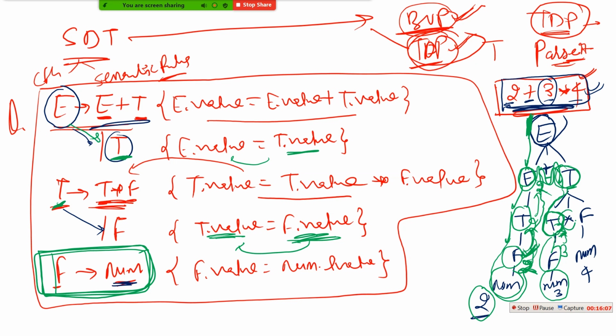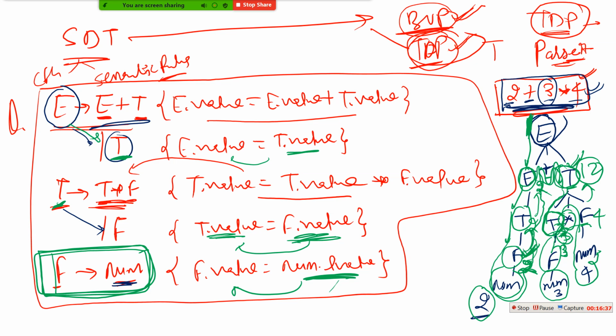Now I need to multiply this t with whom? With f. So I will parse here: this f will generate num value 4, and this num value will be passed to the f value, that is 4. Now I have a 3 as the t value. Now 3 and 4 will be multiplied, it will generate 12, 3 4s are 12, and this 12 will be passed to this t.